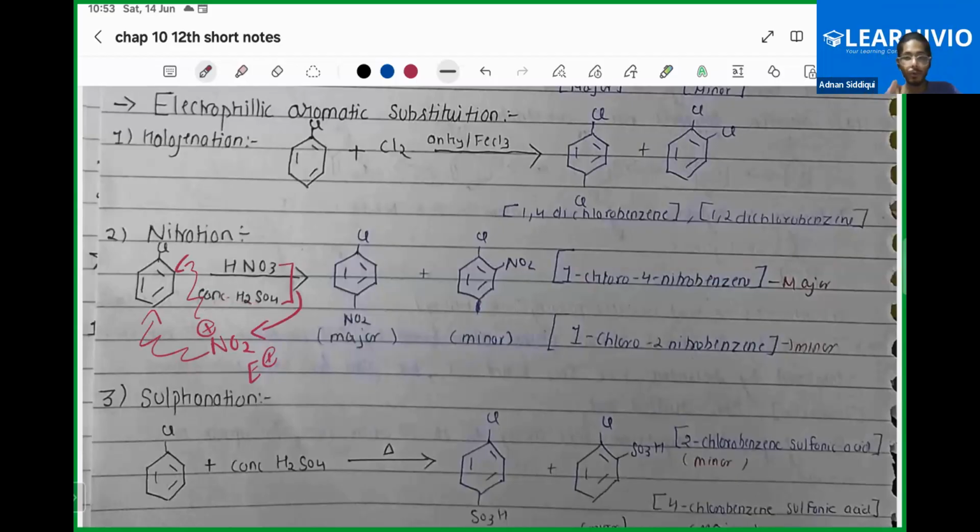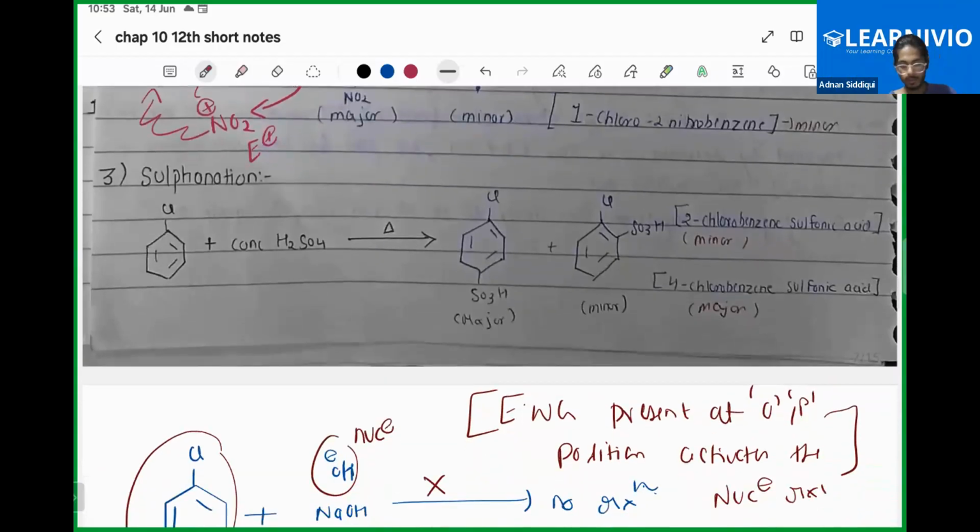We have to go into the mechanism as well. For now, I am just giving you a very brief overview so that you can go through your exam. What is sulfonation? Sulfonation is basically the addition of SO3H, same at the para and ortho positions.